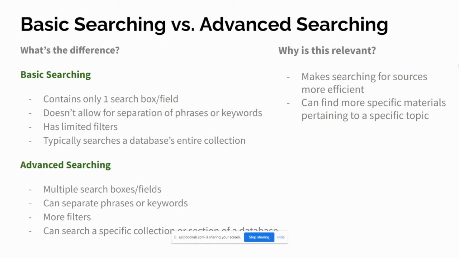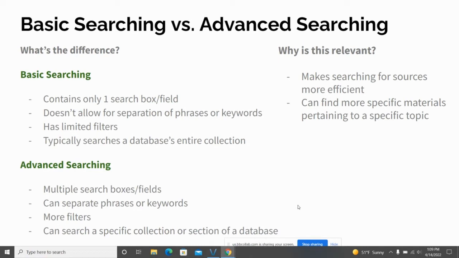Now, when you conduct advanced searches, these are going to be a lot better when you get deeper into your research and you have a more specific topic you want to find sources on. And this is because it has multiple search boxes and fields. It can separate different phrases or keywords, so it allows you to search for more than one word at a time. It also has more filters, and you can usually search a specific collection or section of a database. So this is going to allow you to find a lot more specific sources, and it'll make your search easier in that sense if you need to find something very specific.